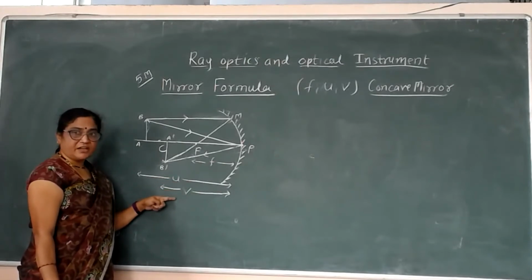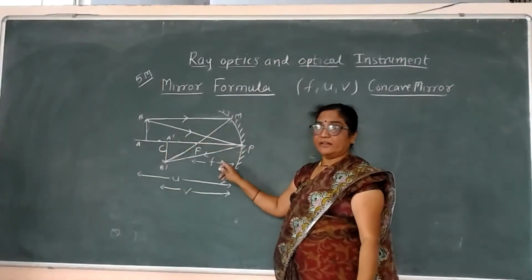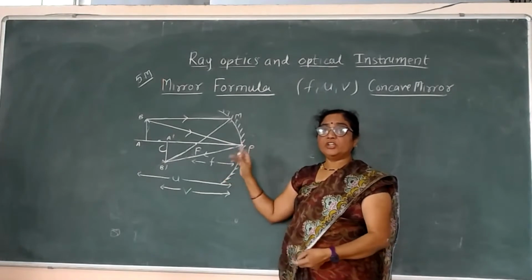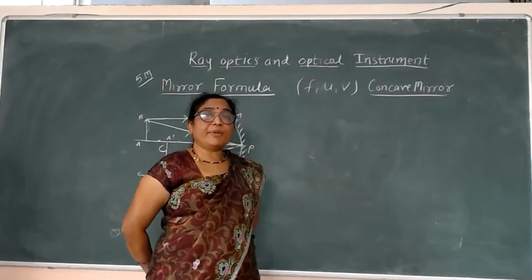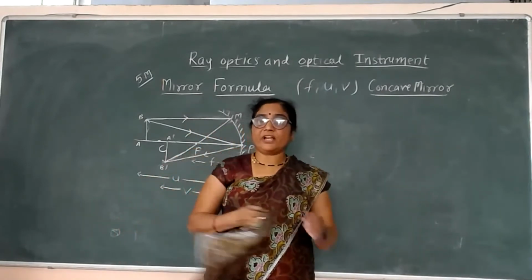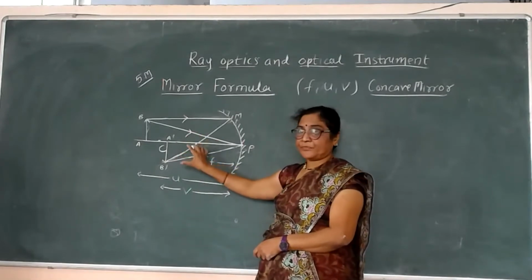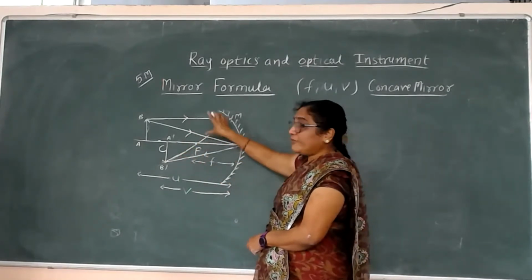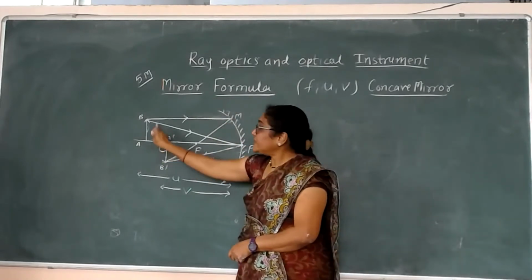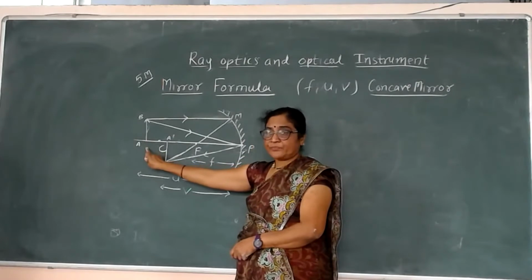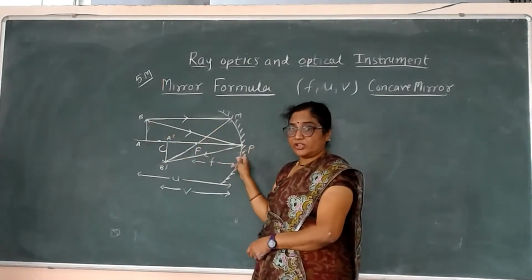the image distance V. Using all these values, or using this figure, we derive the relation between U, V and F. To derive this relation, we compare the triangles or the figures in this diagram. So when we draw this diagram, we explain it. Consider an object AB, which is situated beyond C. From the object, a number of light rays are incident on the concave mirror.